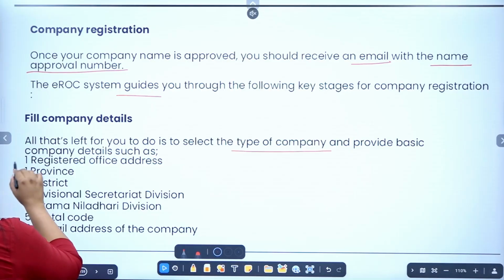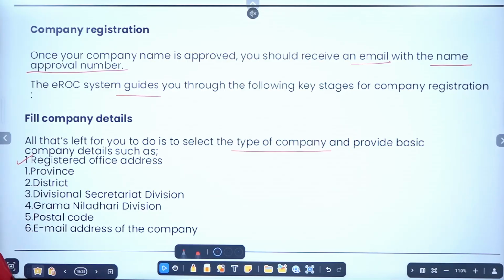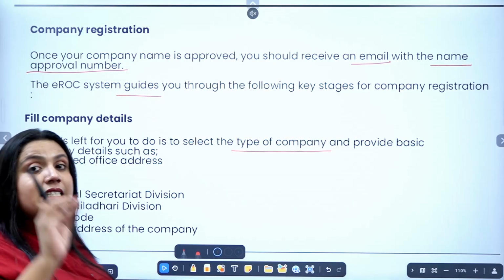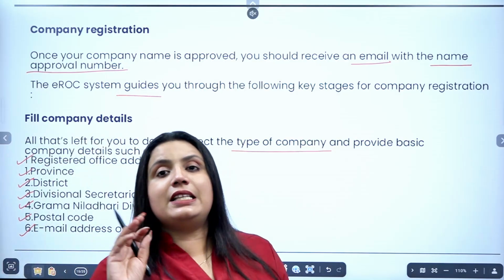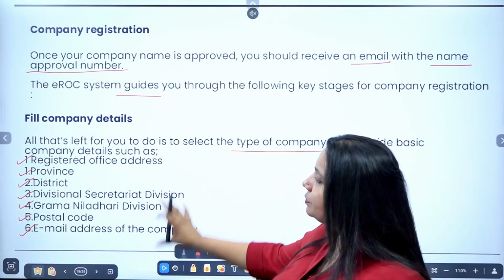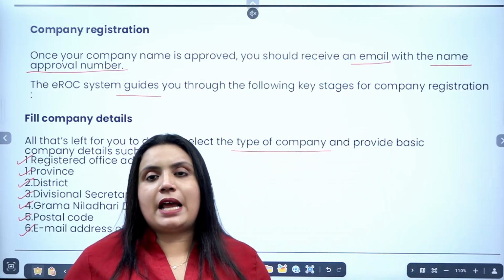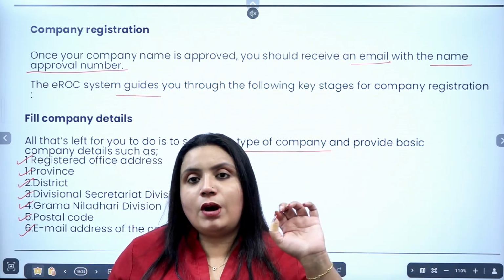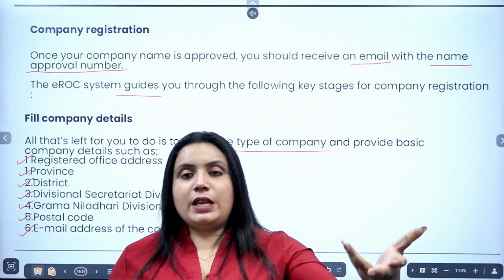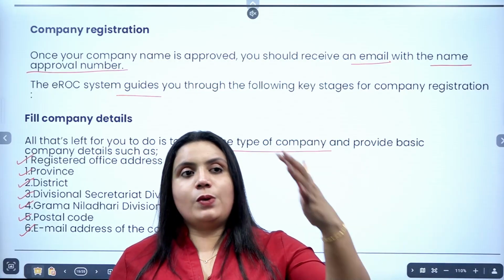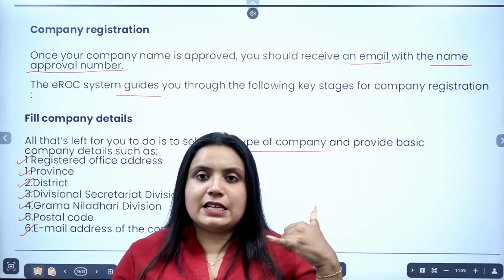You should know the registered office address of the company, then the province that it belongs to, the district, the divisional secretariat division, the Grama Niladhari division, the postal code, and the email address of the company. These details are to register the company. First, you need to gather these details. Now, remember very well, I have explained this to you before also. Sometimes on and off, people keep on calling the directors, shareholders, whoever spoke to you, and say, can I know the registered address of the company?